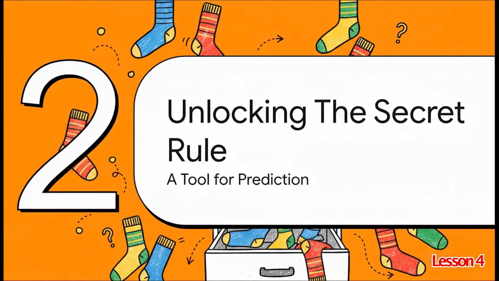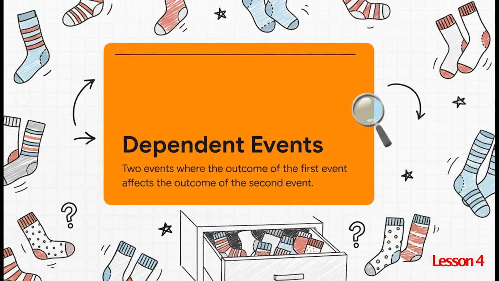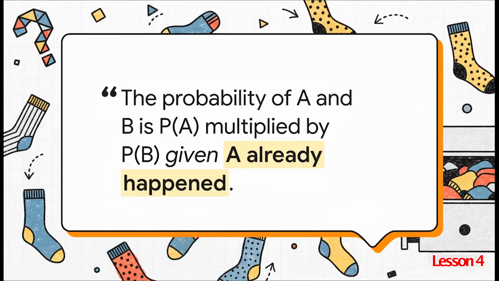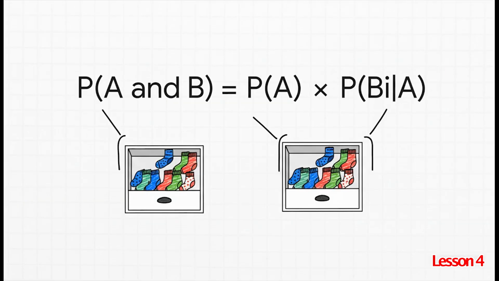Right, so what's really going on here? We're looking at dependent events. That's where two events, the outcome of the first event and the outcome of the second event, are related. The first event changes the second. The probability of A and B is the probability of A multiplied by the probability of B given A has already happened. So here we have it. A bit of a typo there. Probability of A and B is probability of A times the probability of B given A has already happened. Ignore that little I there.